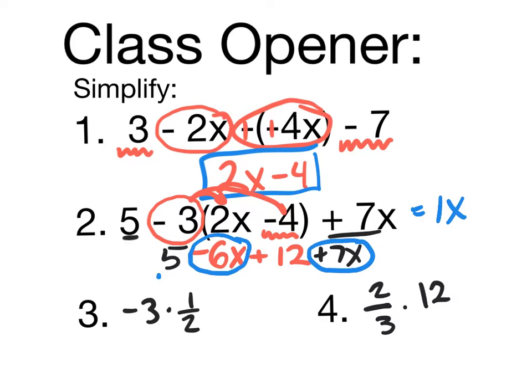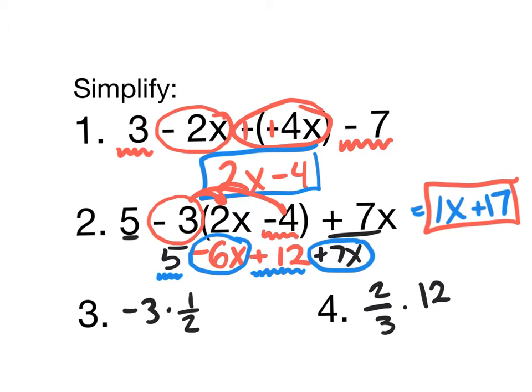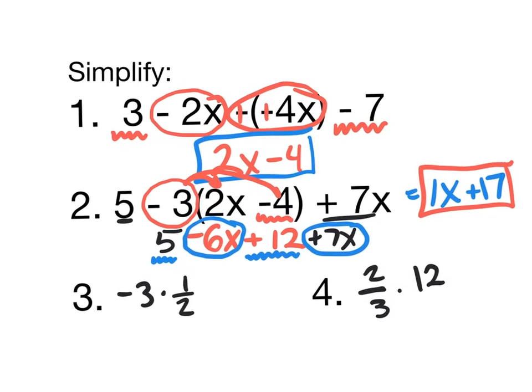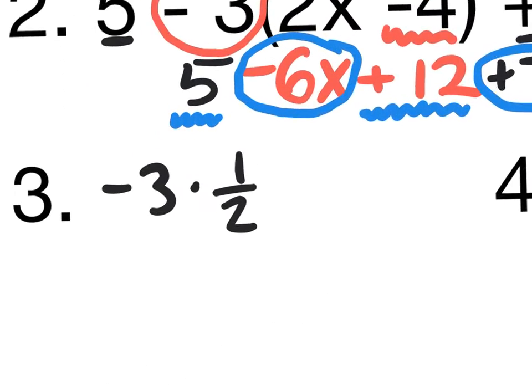And then let's combine this 5 with this 12. What do we get then? 17. And is it going to be a positive 17 or a negative 17? Positive, so we put a plus sign in front of that 17. So our answer for number 2 is 1x plus 17. Yay? All right. Let's check out these guys right here.